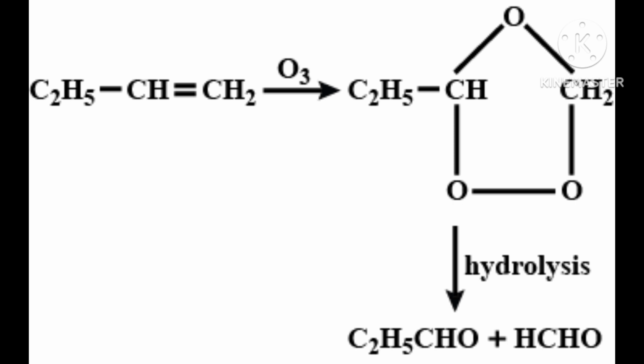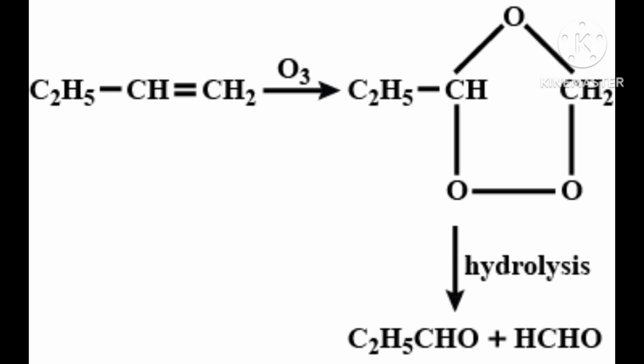Then this compound is called ozonide, propene ozonide. This is called propene ozonide. Now this is unstable. This compound is unstable, and in the presence of Zn plus H2O, this compound will break and it will give two smaller molecules.